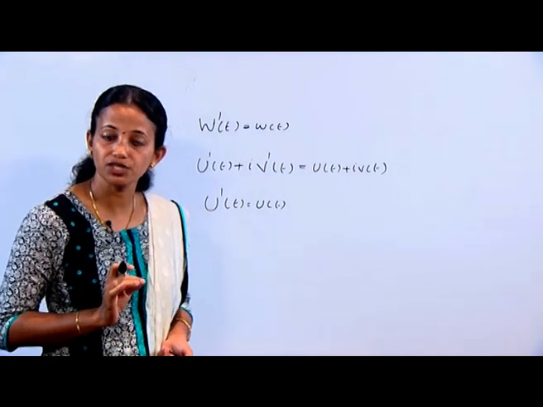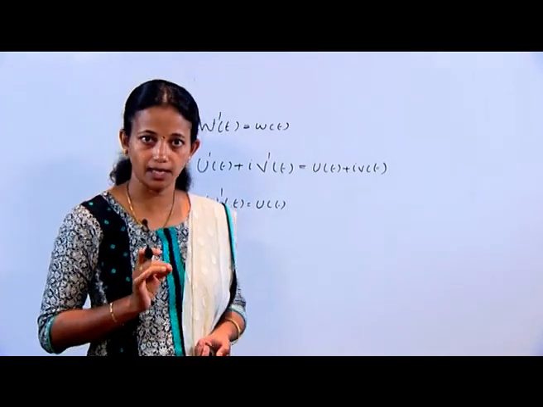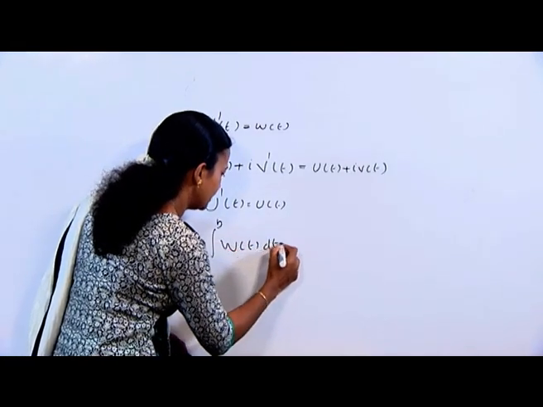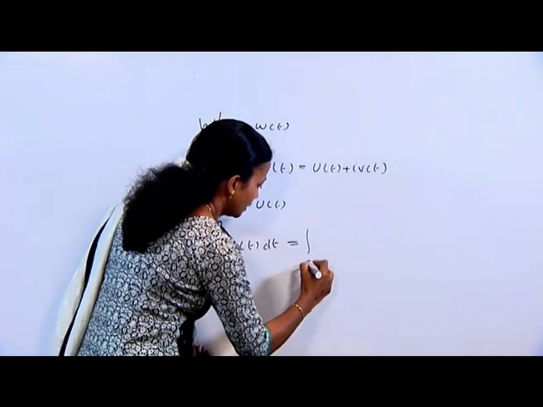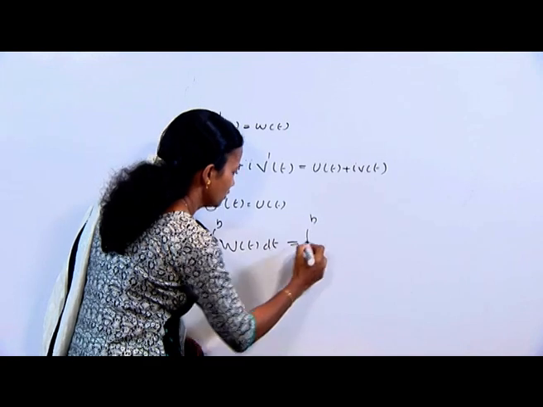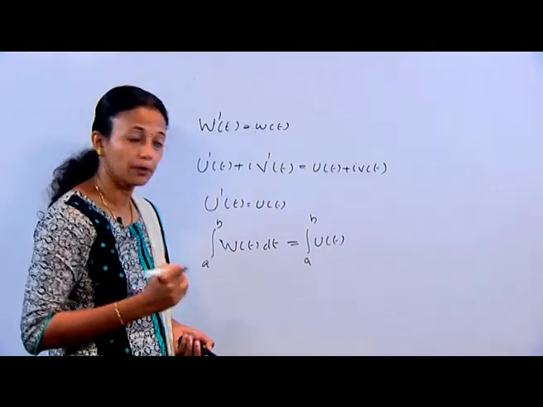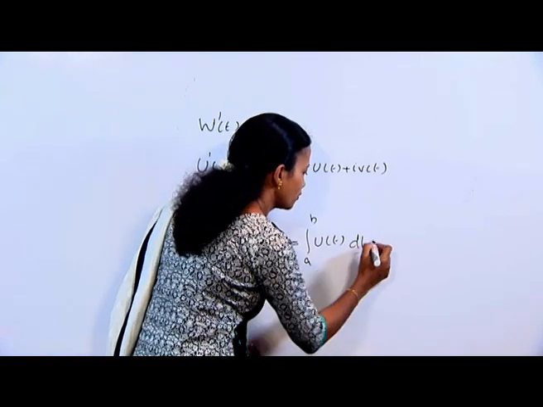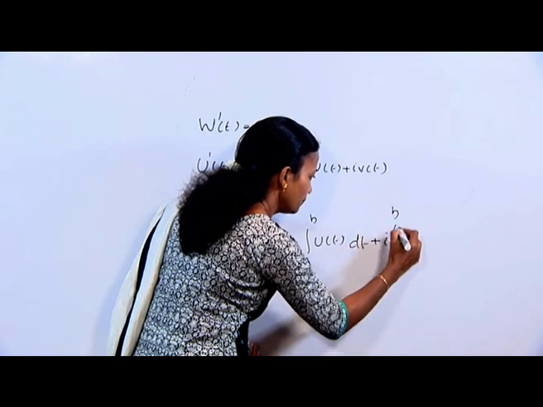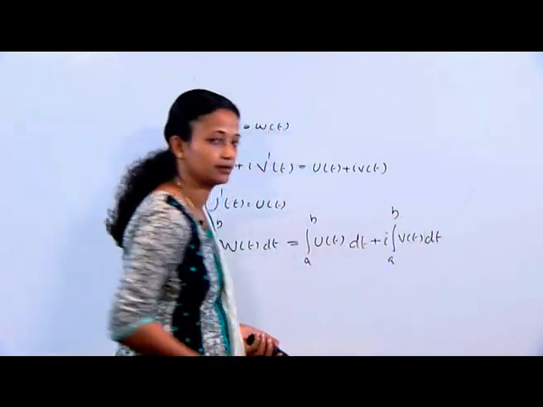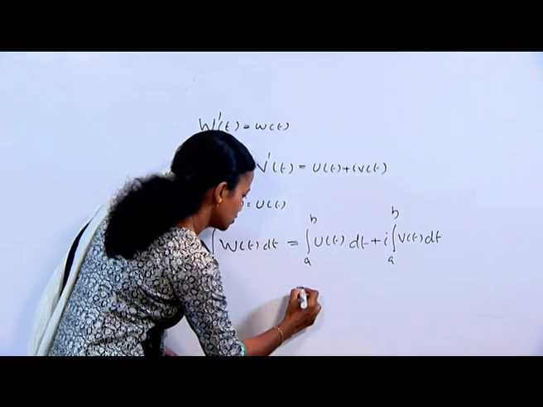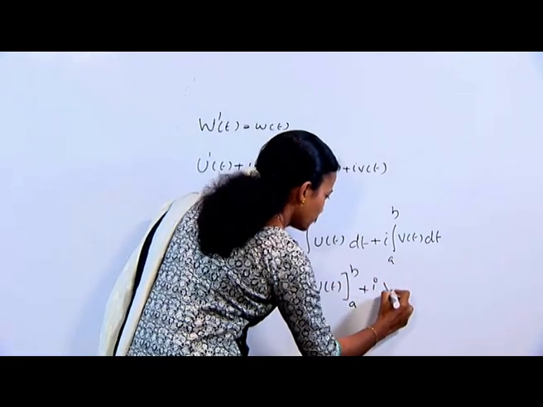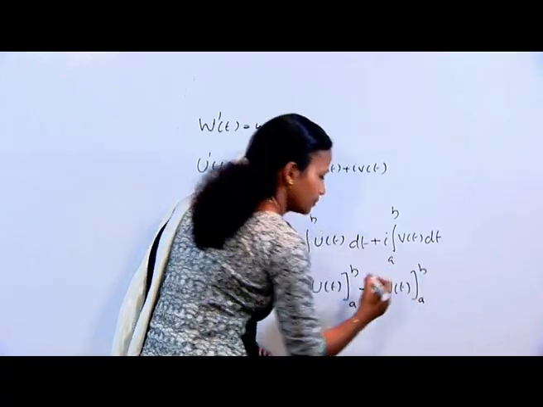Hence, in view of definition 10 of definite integral, we can say integral a to b W of t dt is equal to integral a to b, here we have capital W, u of t plus i v of t. I can split it as integral a to b u of t dt plus i into integral a to b v of t dt. This we can write as u of t over the limits a to b plus i into v of t over the limits a to b.